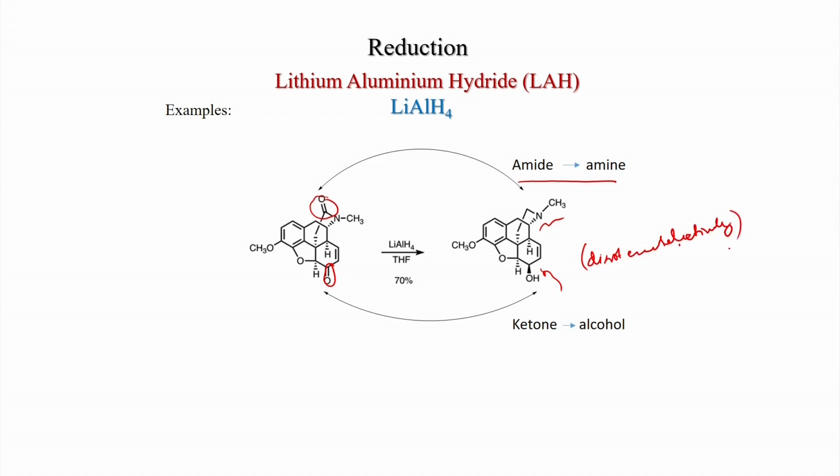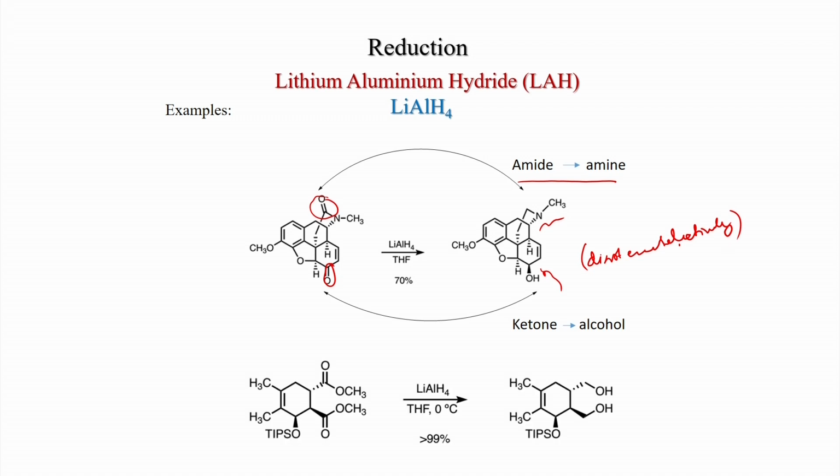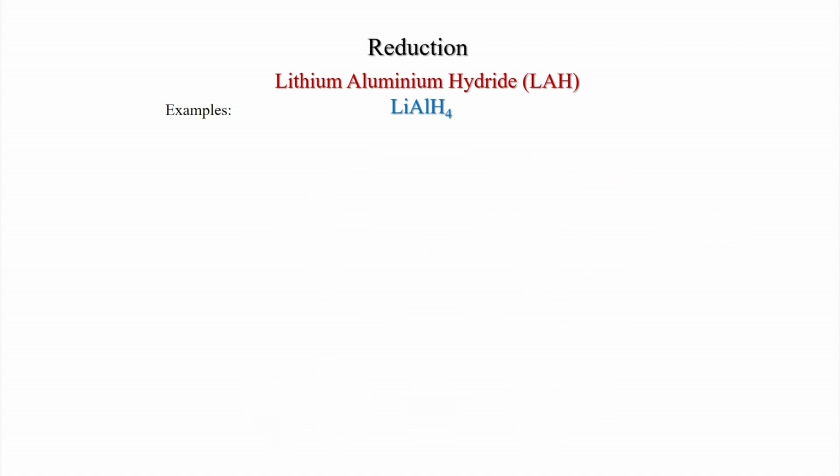So, diastereoselective reduction happens, the hydride comes from the down face, and here you can see a silyl group is present and 2 ester motifs are present. Both esters get reduced with lithium aluminum hydride, and you get a diol without disturbing the TIPS group.